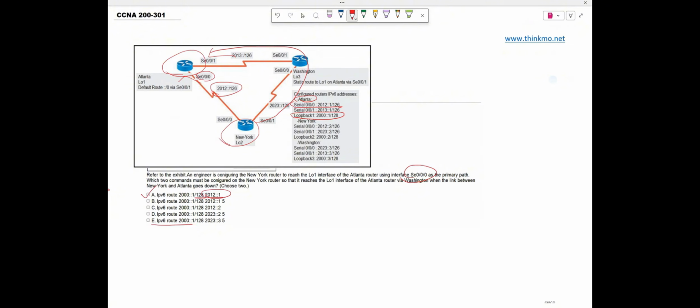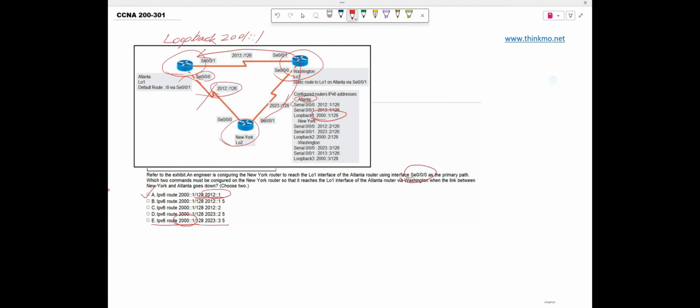Now, we also have another default route. That is, if there's a failure here, we want to go to the right to reach the destination. So we need to go to the Washington router, to this router. Our destination still hasn't changed. The destination remains the same, right? So we need to write 2001. The destination is the loopback interface on it. 2001, right? That's our destination.